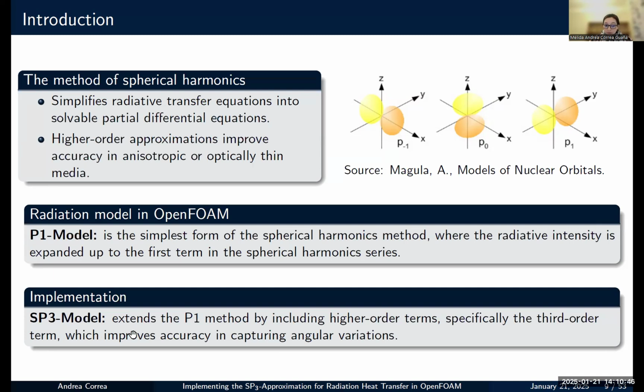The SP3 model extends the P1 method by including high-order terms. This model improves accuracy in capturing angular variation of radiation. It is best suited for problems where anisotropic properties or angular variation of radiation have a significant impact on the results.